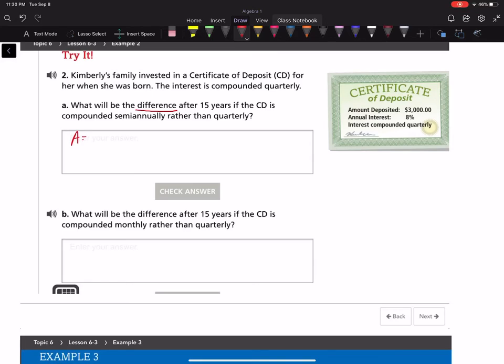So let's do it semi-annually first. A equals, again, we've still got $3,000 times 1 plus our rate, still 0.08. We're compounding it semi-annually. So that would be twice. And then to the 2 times 15 power, 15 years. Okay. Put that in my calculator. Give me a second. That's going to be, let's see here, after 15 years.